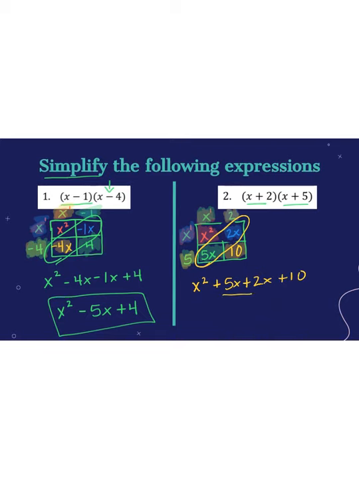This 5x and 2x, because they both have the x on it with the same power, I can combine those. So this x squared comes down. 5 plus 2 is 7x plus 10. And that's your final answer.